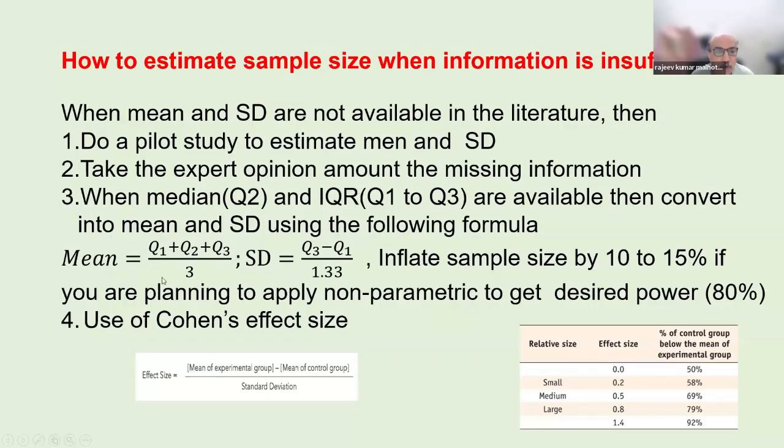This is the formula for calculating the mean from the median and interquartile range. Median is Q2, IQR is Q1 to Q3, that is 25% to 75%. Median is 50%.